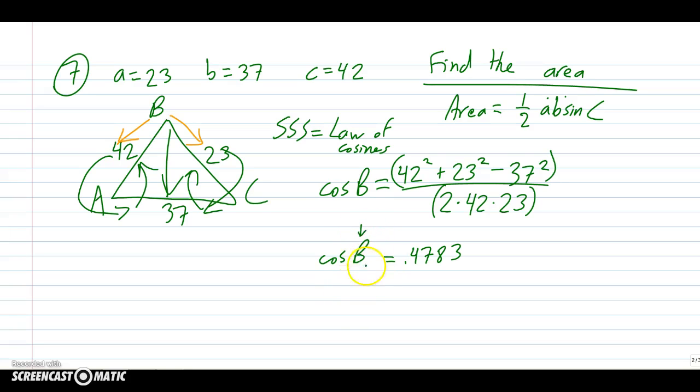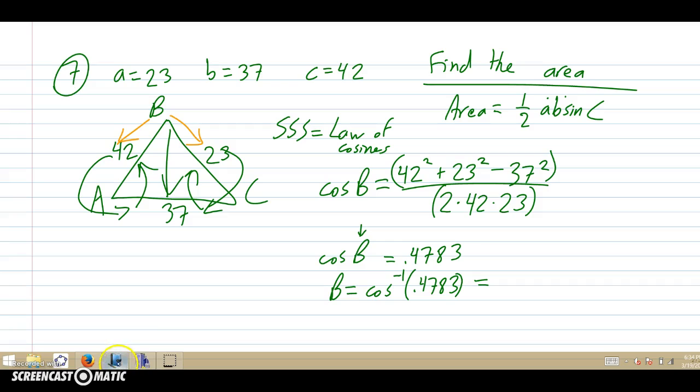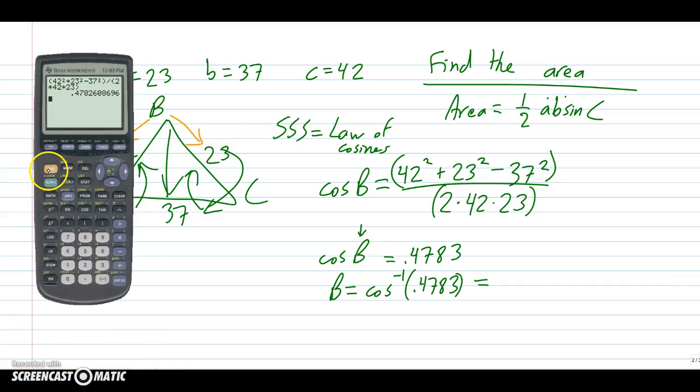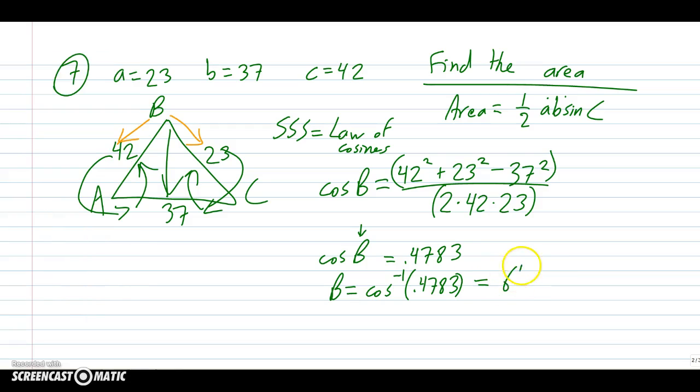Since B is an angle, we're going to have to do the inverse cosine to get it out of just the cosine, right? Let's go back to our calculator. Second cosine, so we get the inverse. And you can actually use the previous answer if you hit second and then the minus sign. And it comes out to be 61, again rounding to the nearest tenth, 61.4 degrees.